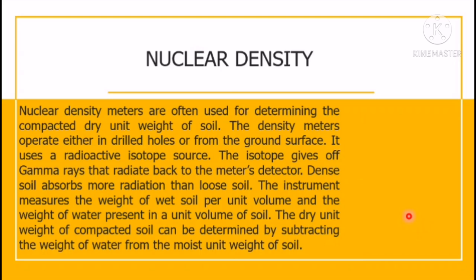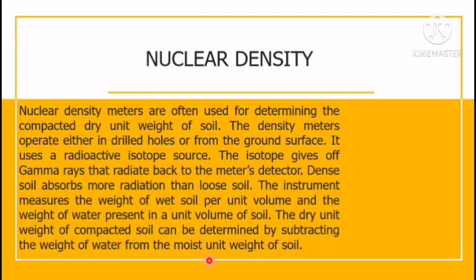It uses a radioactive isotope source, and the isotope gives off gamma rays that radiate back to the meter's detector. Dense soil absorbs more radiation than loose soil. The instrument measures the weight of soil per unit volume and the weight of water present in a unit volume of soil. The dry unit weight of compacted soil can be determined by subtracting the weight of water from the moist unit weight of soil.